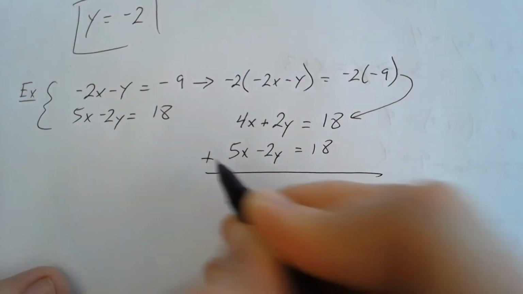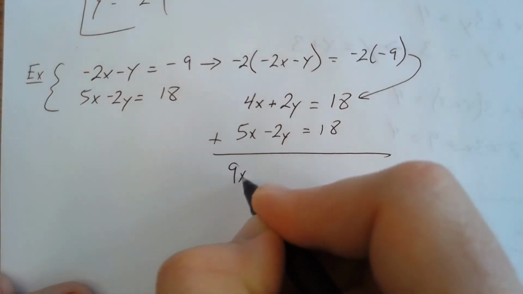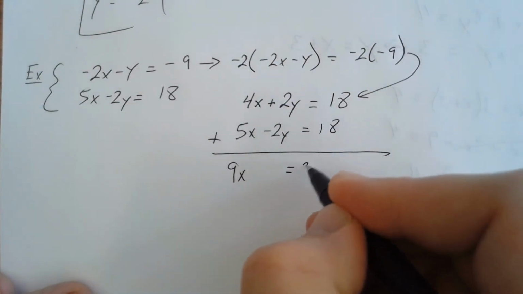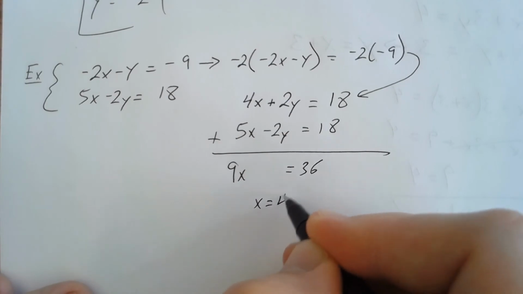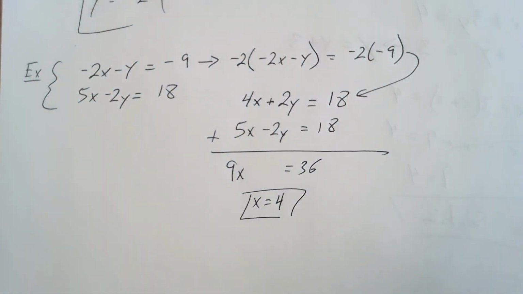And I'm going to add these two things together. This is going to give me 9x. These two terms are going to cancel out, equal to 36. So therefore, x is equal to 4. And again, we're not done yet. We have to make sure we take this x value and plug it back into one of the two original equations and solve for y.